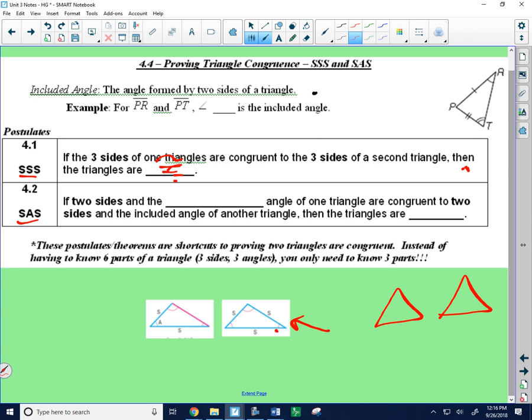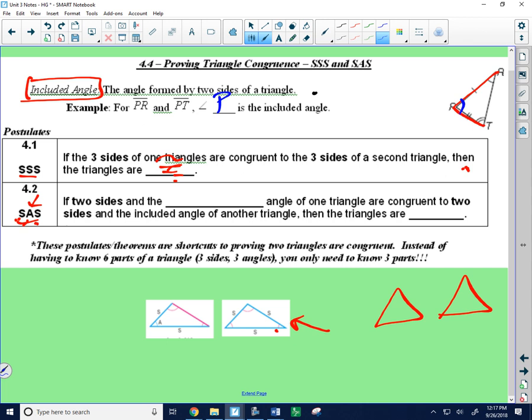And then the other one is SAS, SAS. Now, this one you need 2 sides congruent between the triangles and 1 angle. Now, the thing about the angle is it's between the sides, which we call an included angle. That's simply the definition of an included angle. It's an angle formed by 2 sides of a triangle. So in the example here, I said, all right, consider PR and PT. Then the included angle is angle P.